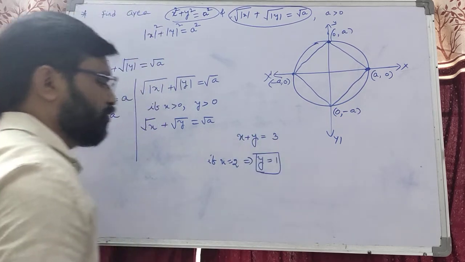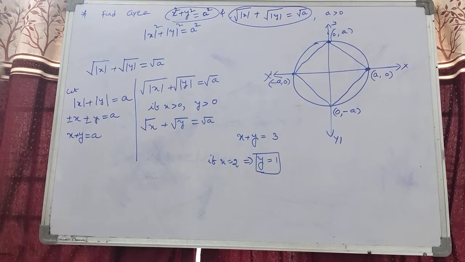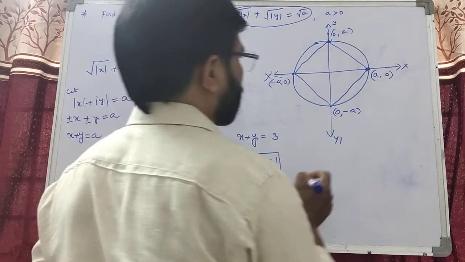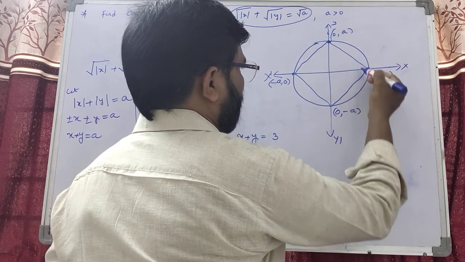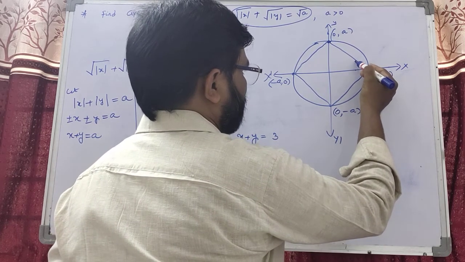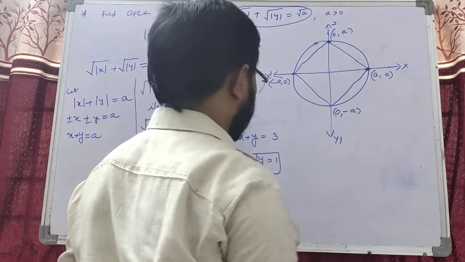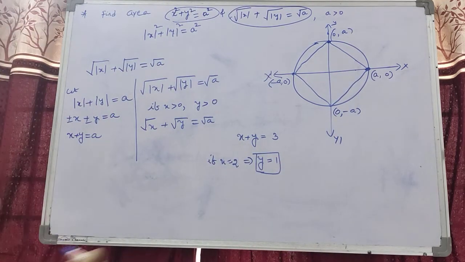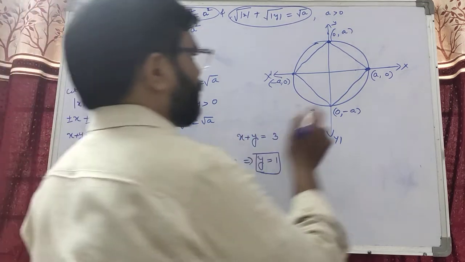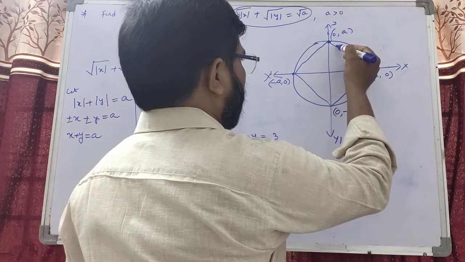This is for the line. When we take x equal to 2, the y value will be 1. Okay students, suppose we take x equal to 1, the y value is 2. This is here.